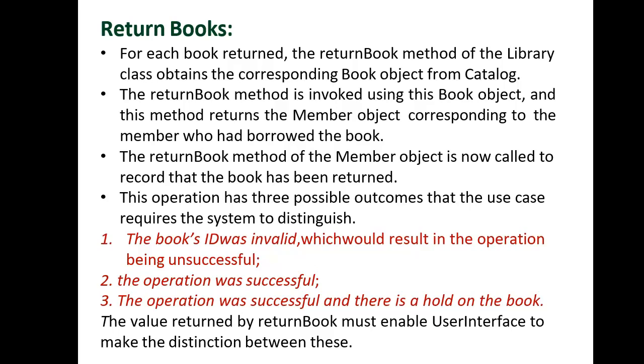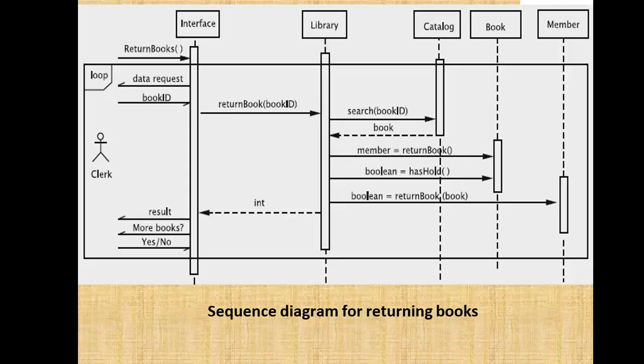This operation has three possible outcomes that the use case required the system to distinguish. The book's ID was invalid, which would result in the operation being unsuccessful. The operation was successful, and there is no hold on the book. The operation was successful, and there is a hold on the book. The value returned by return book must enable the user interface to make the distinction between these. The sequence diagram for returning the book is as shown on the screen.